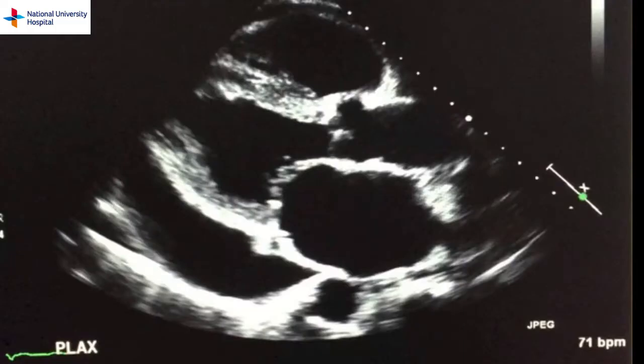The same is seen here more clearly. The descending aorta is labeled, and the pericardial effusion is pointed out. Notice how the collection is located anterior to the descending aorta. Compare this to the next echo clip.